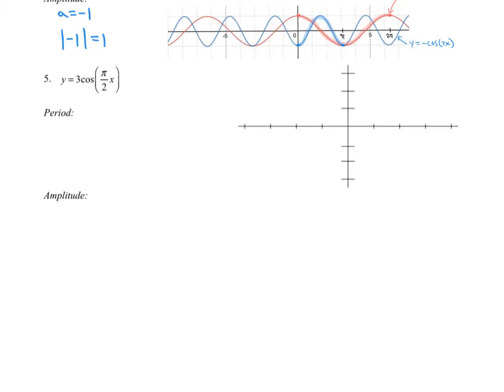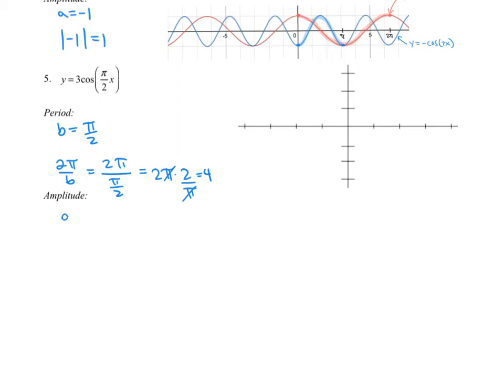For our next example, we're going to graph y equals 3 cosine of pi over 2 x. In this case, b is pi over 2. And the period is 2 pi over b, so that will be 2 pi over pi over 2. And remember, when you divide by a fraction, you multiply by the reciprocal, so that would be 2 pi times 2 over pi. And the pi's are going to cancel out, leaving us with 4. So in this example, 1 cycle will be 4 units long.